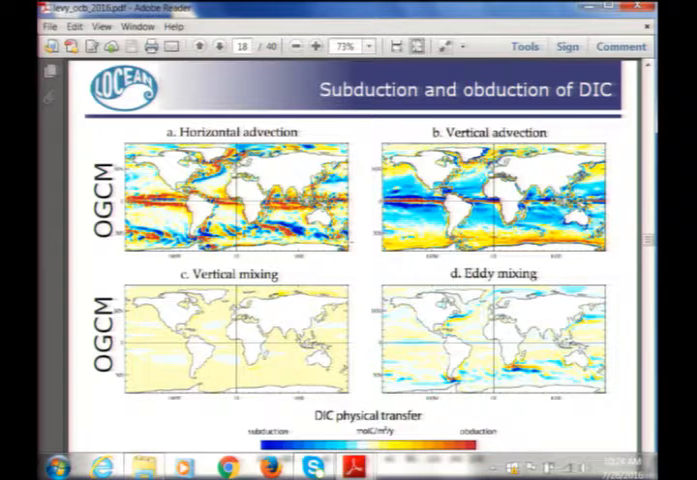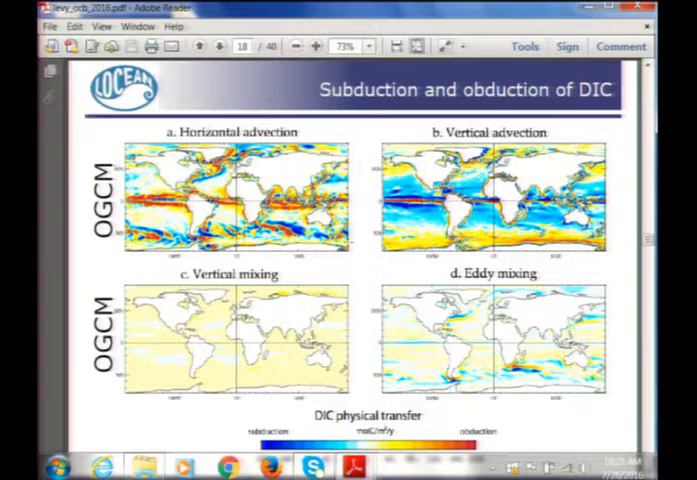If you look at vertical advection, it's also something which is easy to understand. You have subduction in the center of the gyres, where you have a general downwelling, and you have upwelling and abduction in areas where you have a large-scale upwelling. So that's really what you see in the map of vertical advection.